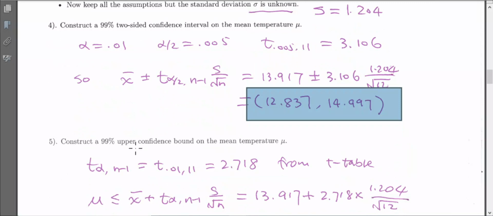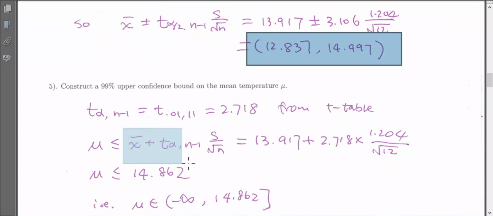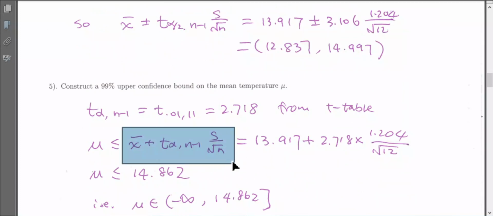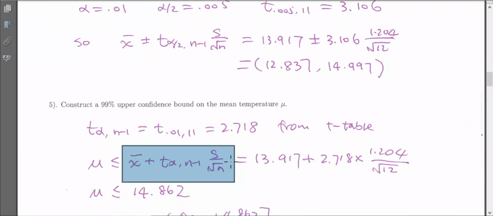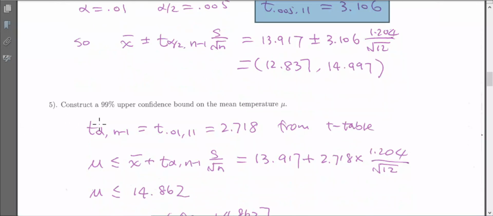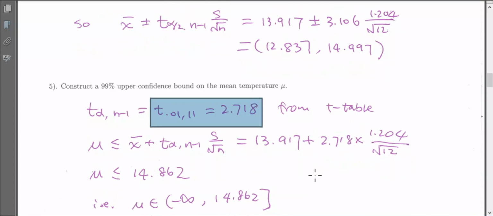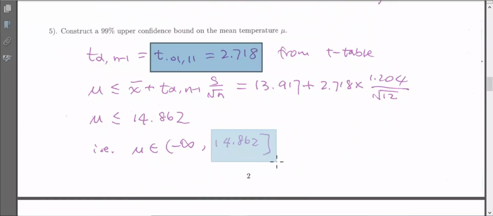For a 99% upper confidence bound, this is another formula. It's right here. The difference between part 4 and part 5 is that in part 4 we have to split alpha by 2, so the t value becomes this one. But for part 5, because this is an upper confidence bound, we use the whole alpha, which in this case is 0.01. That's the t value from the t table, and then we plug in. That's how we get this upper confidence bound.